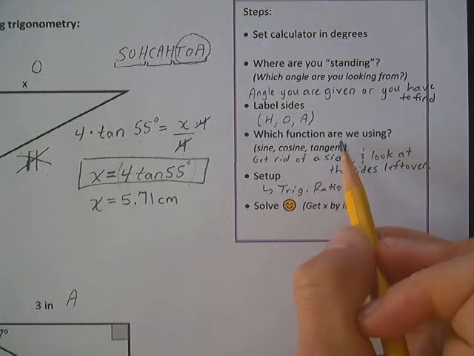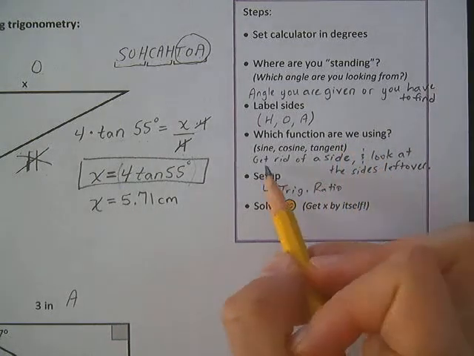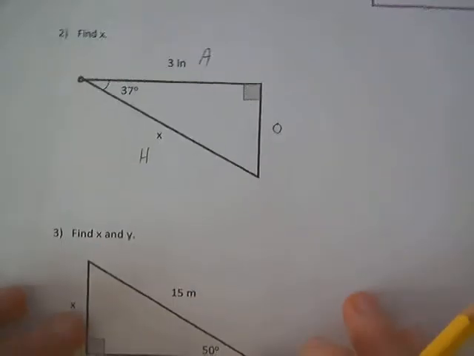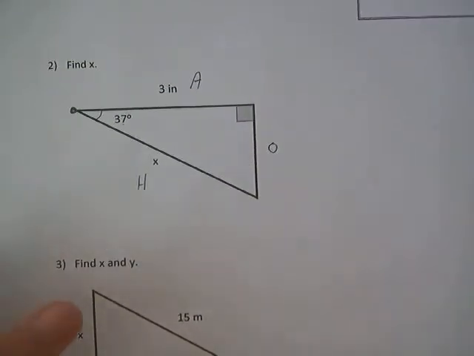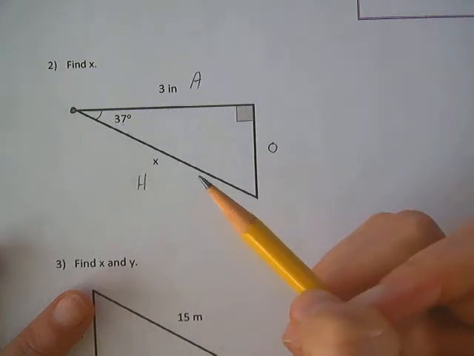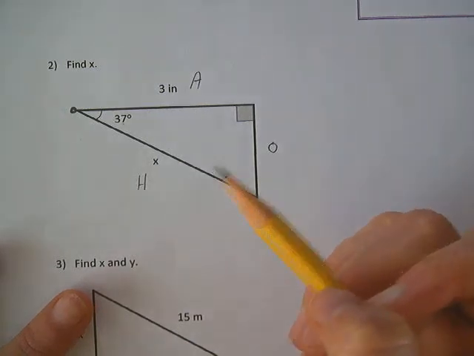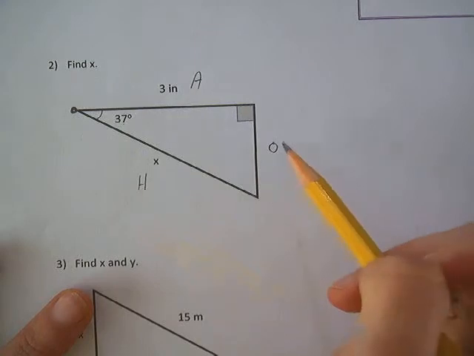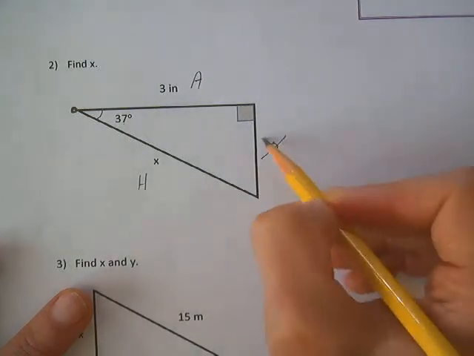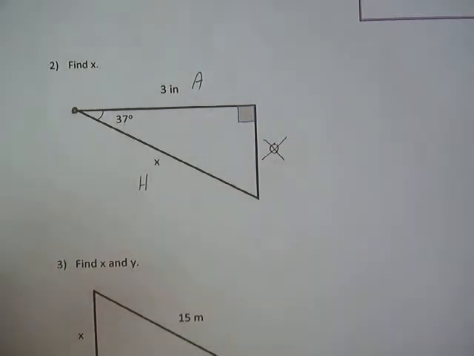The next thing is we have to figure out the function. So remember, you got to get rid of a side, and then you look at the sides left over. So the side that you don't need here, well, remember, it's the side that you're not trying to find and the side that you don't really have any information about. So which one do we not really care about here? Well, notice the opposite has nothing going on for it. We don't need it. We don't have to find it. So you get rid of it.